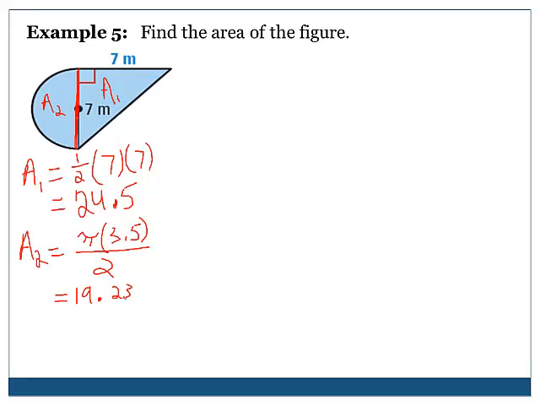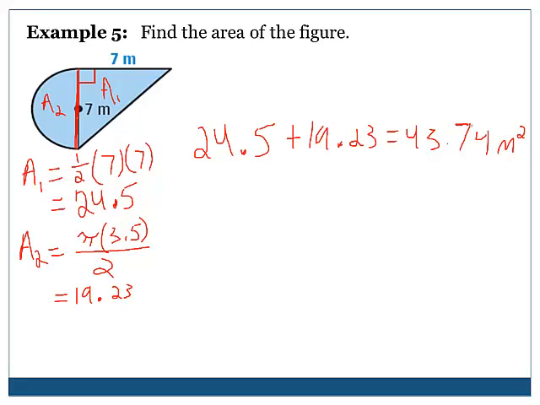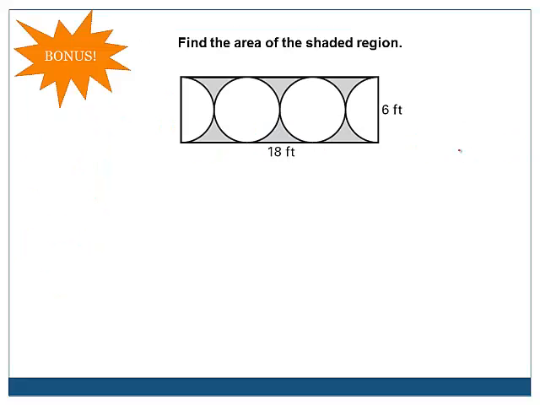And to find the area of the entire figure, the entire region, we need to do 24.5 plus 19.23, which would give us 43.74 meters squared. Remember, we're finding the area of the figure, which will give us 43.74 meters squared. Here's a bonus question.